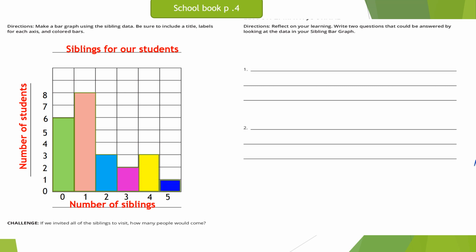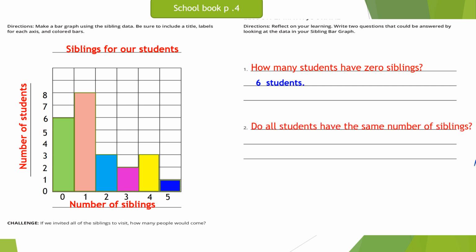Now let's move to our math journal. Write 2 questions that could be answered by looking at data in your sibling bar graph. Here, if we look at this bar graph, can we answer this question? How many students have 0 siblings? We will go to the 0 siblings column and move up till we reach the top. It's 6 students. Question number 2: do all students have the same number of siblings? No, they are not the same.